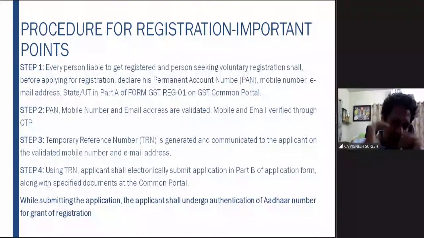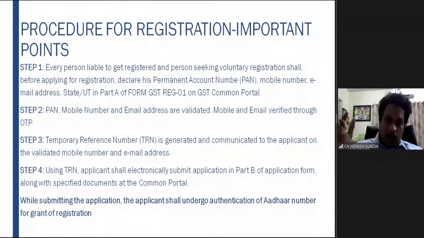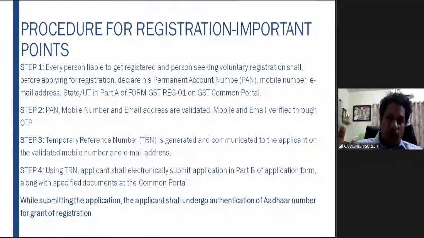So if you look at a stepwise thing for the procedure, first one, whoever wants to get himself voluntarily registered, first he will have to enter his PAN number, mobile number and email ID in part A of the form GST REG1. So REG1 is the form which talks about the application for registration. In that part A, first you need to enter the mobile number, your email ID and your PAN number.